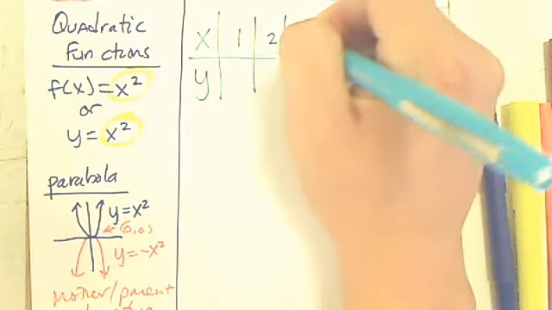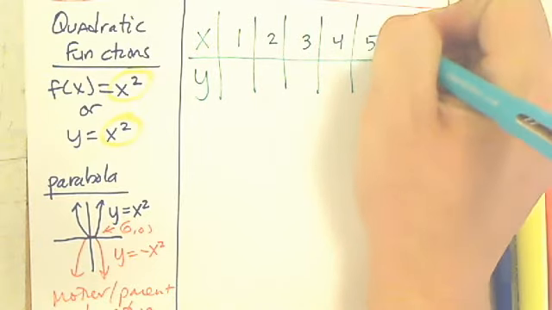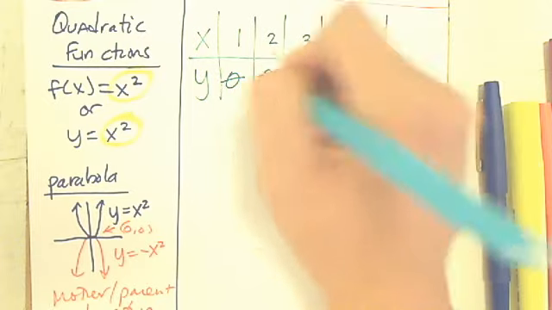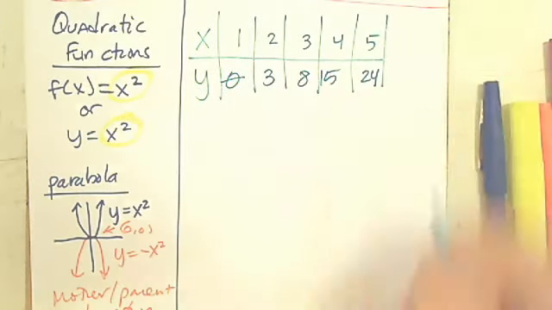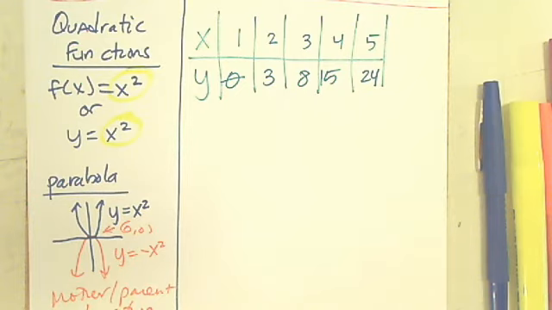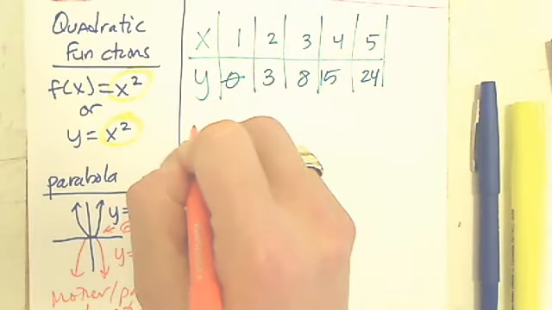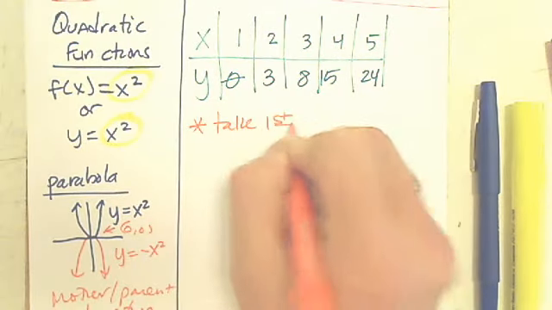1, 2, 3, 4, 5. That's all you're given for x. And you're given your y values: 0, 3, 8, 15, and 24. Now, do you want to graph those points? No, I don't want to. I'm going to show you how to find out whether it's a line or whether it's a U. Here's what you do. You take the first differences.